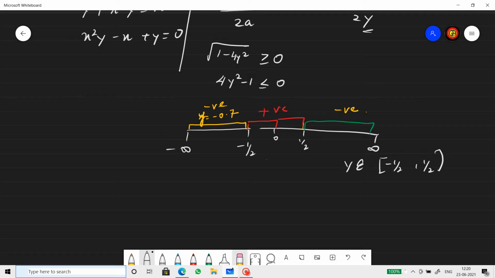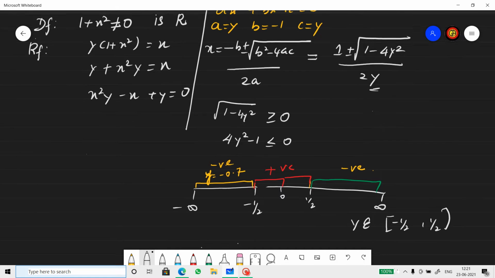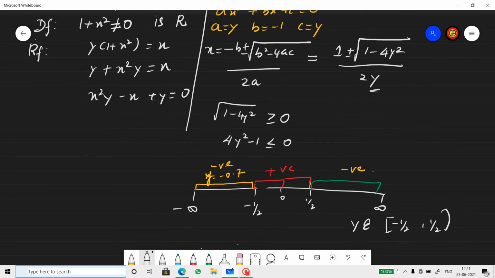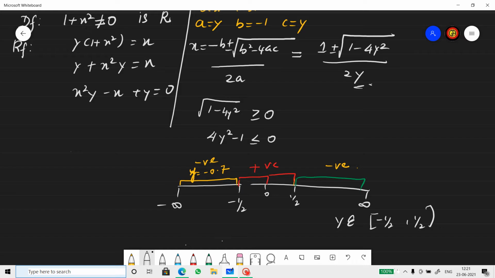Alright. Now listen. y belongs to minus 1 by 2 to 1 by 2. That includes 0 also, isn't it? So if I consider y as 0, this will become 0. And if this is 0, x is undefined, right? So then I should say that y is minus half to half except 0, isn't it? Taking this into consideration, that is what I should say.